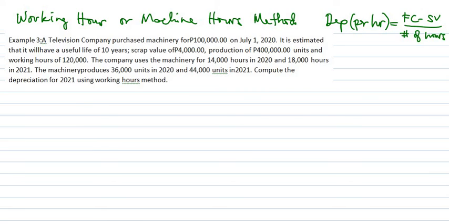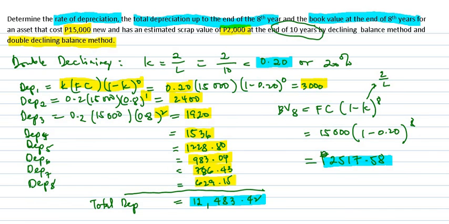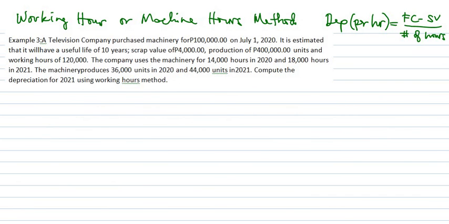If you noticed a while ago when we discussed service output, that is depreciation per unit: first cost minus salvage value over the number of unit capacity. In this case, we have the number of hours capacity. So we go directly with our example. Same problem, but this time we compute the depreciation for 2021 using the working hours method.